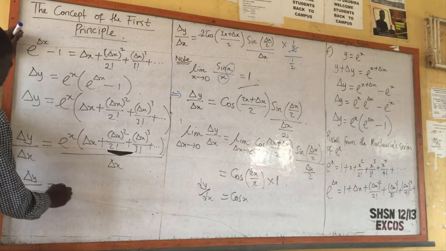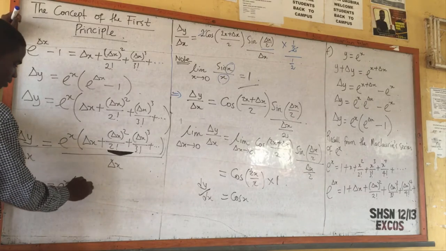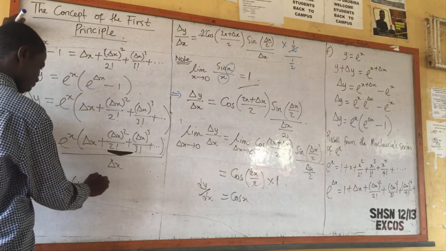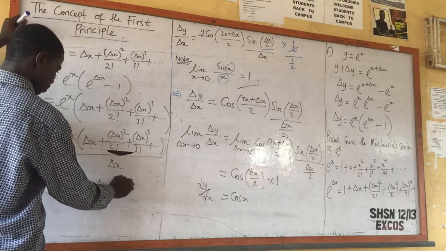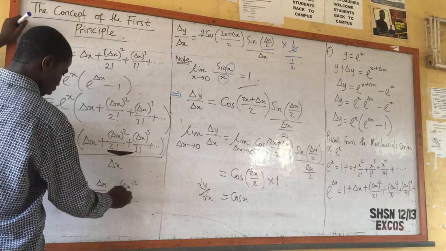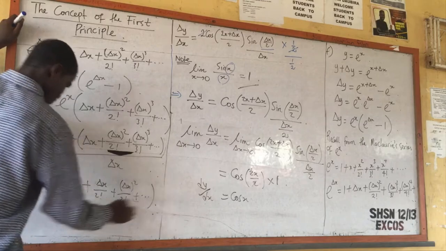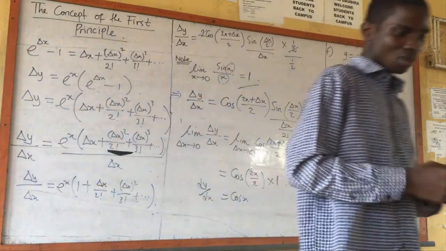So that I will have e raised power s. Delta s, I've already cancelled it out. This one will now be 1. Since it has cancelled out, this one, it is squared before, it will remain 1. Delta s over 2 factorial plus this one will now be delta s all squared over 3 factorial, and it goes on like that. So at the end of the day, what do we have?